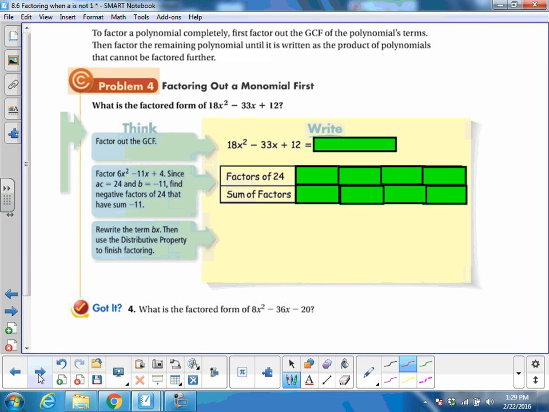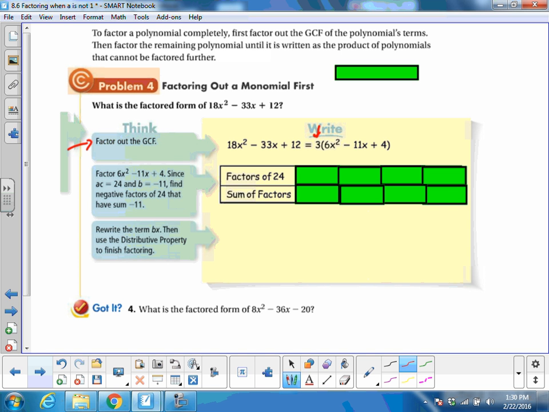To factor a polynomial completely, first factor out the greatest common factor of the polynomial's terms. Then factor out the remaining polynomial until it's written as a product of polynomials that cannot be factored any further. So we are factoring this down the smallest possible. So let's start off by factoring out the greatest common factor out of all of those. So we factored out a 3 out of all this.